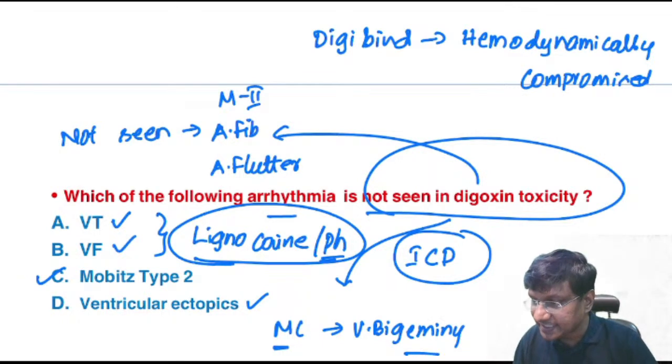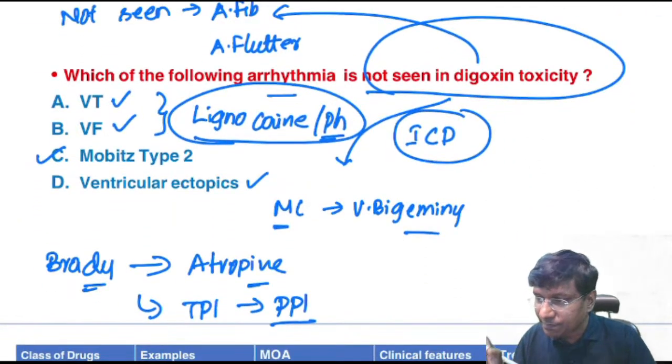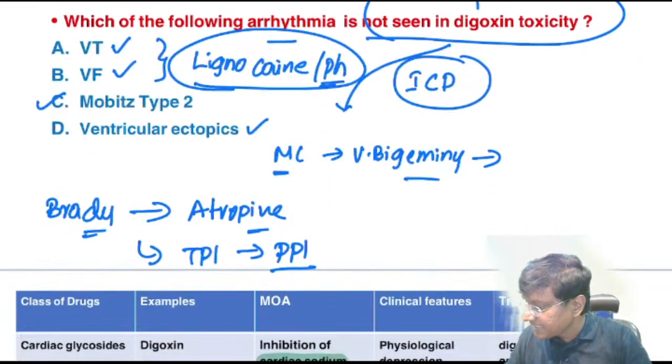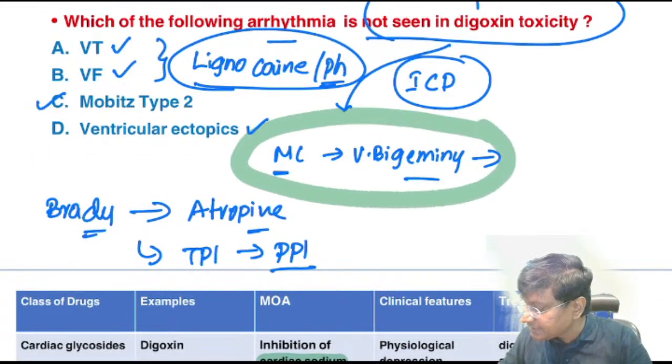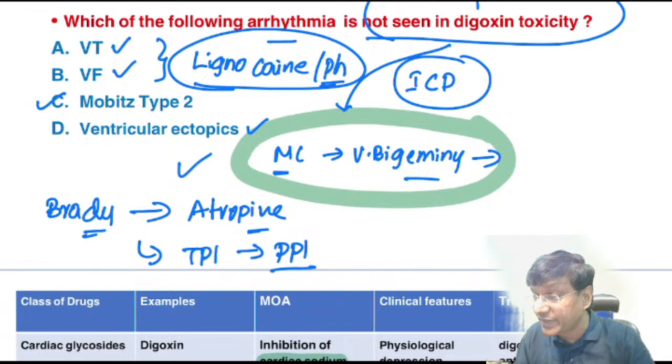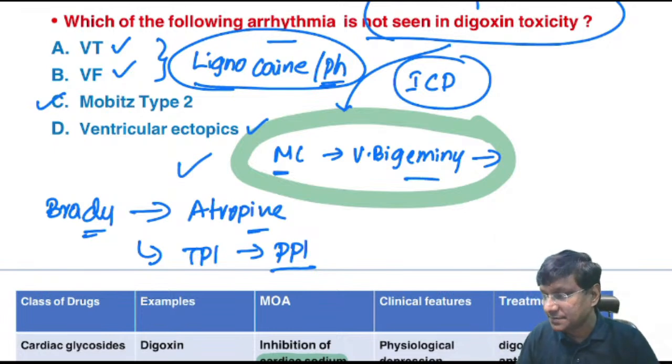Right. And yes, Sandeep Saini. So, what is the most specific arrhythmia in digoxin overdose? Right? I told you already. Okay. So, this will be the most specific arrhythmia that you will come across in case of digoxin overdose. That is ventricular bigeminy. That will be the most common arrhythmia that you will come across.